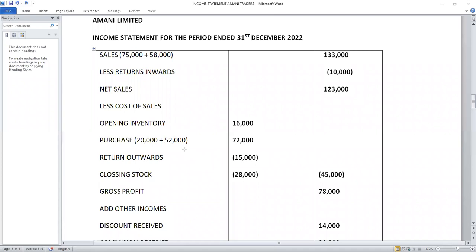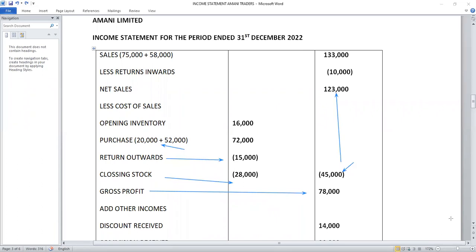So this is the purchase that we had, 20 plus 52, that comes to 72,000. And then we have this return outward, we are going to subtract it. The closing stock, we're also going to subtract it. And this will give us the cost of sales of 45,000. This cost of sales, we subtract it from the net sales of 123,000. So we are getting the gross profit of 78.